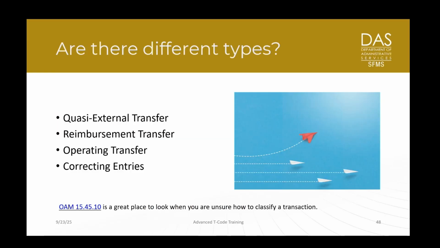So, are there different types? Of course there are. That's what keeps it interesting. There are quasi-external transfers, reimbursement transfers, operating transfers, and correcting entries. OAM 154510 is a great place to look when you're not sure how to classify the different types of transactions. But we're going to spend time looking at each one of these and looking at an example to help us understand each one.